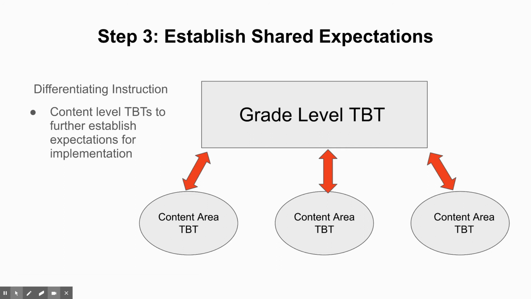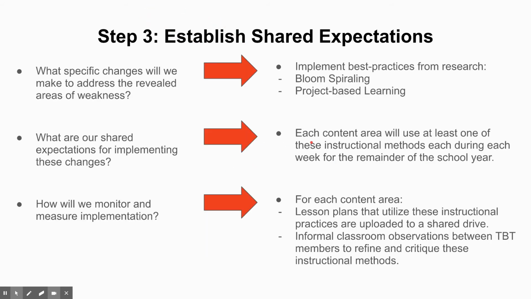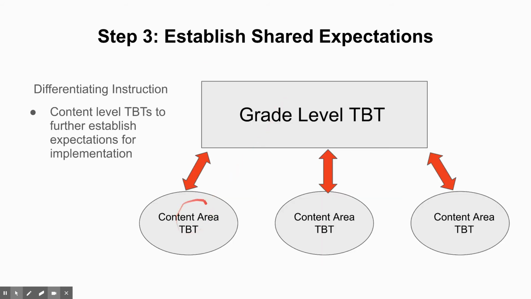Of course, differentiation for instruction is always going to be necessary. Content level TBTs, in this example, will further establish how the grade level TBT expectations can be adapted to their content area. So this, right, Bloom spiraling and project-based learning, it is going to look different in a world language class than it would from a math class. And so our content area TBT is going to work together in order to implement these goals. And so, working under what the TBT goals are, the content areas may adapt or differentiate their instruction according to the needs of their particular content.